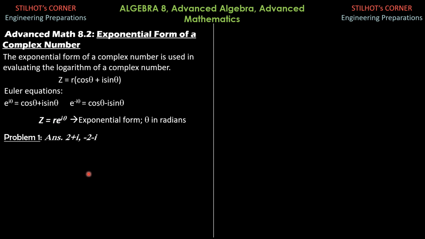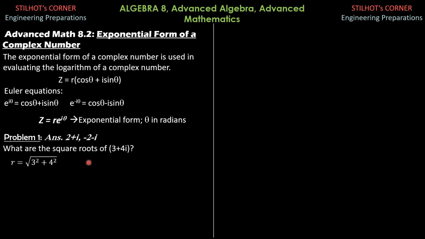So let's have this problem first. What are the square roots of 3 plus 4i, or the square root of 3 plus 4i? So we must find the absolute value or the modulus, which is square root of a squared plus b squared. Then the angle, the argument, tangent theta is b over a.